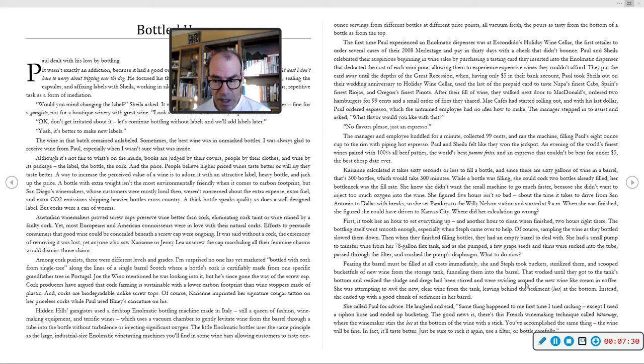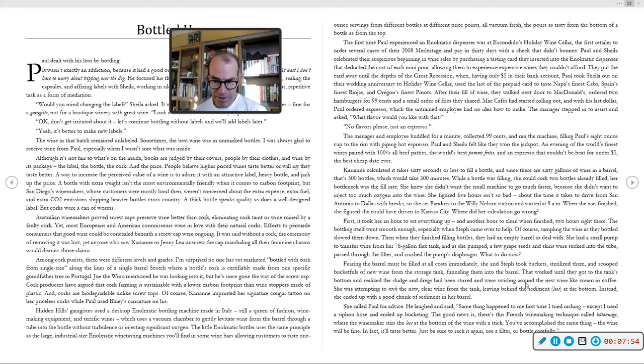That worked until they got to the tank's bottom and realized the sludge and dregs had been stirred and were swirling around the new wine like cream in coffee. She was attempting to rack the new clear wine from the tank, leaving behind the sediment, lees, at the bottom. Instead, she ended up with a good chunk of sediment in her barrel. She called Paul for advice.